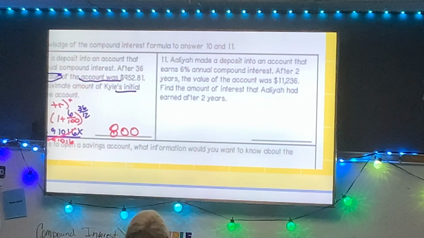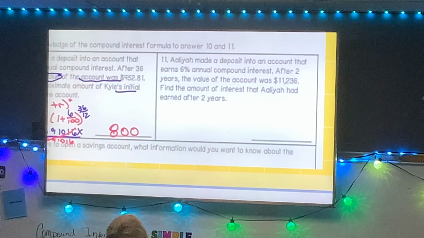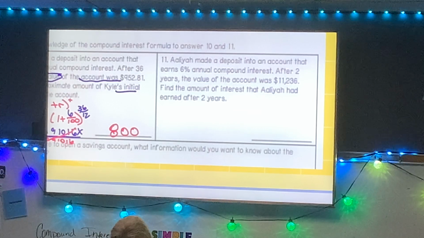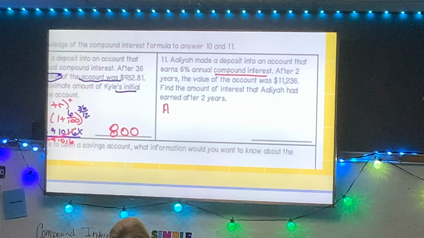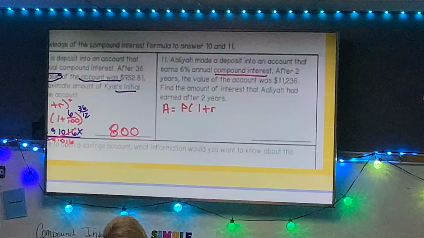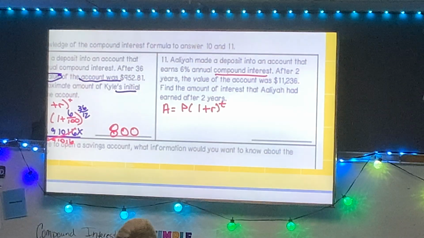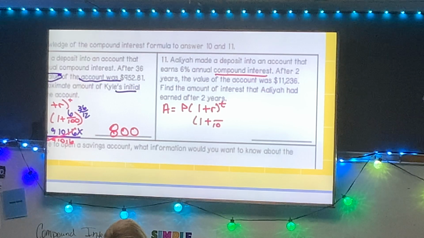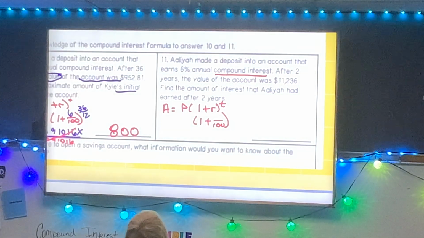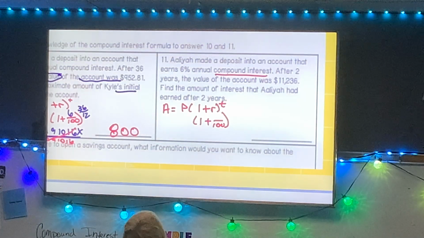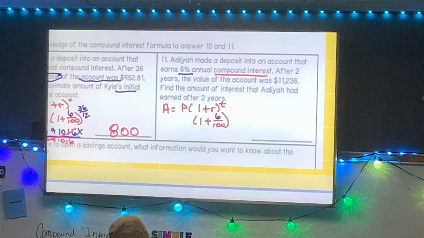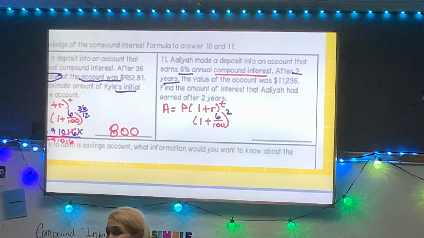Okay. Now this one we got more than one step. Here we go. Aaliyah made a deposit into her account, so here we go, because I see compound interest. A equals P, 1 plus R, one moment. T for time. The rate is 6%, I know that goes over my 100. 2 years, yes, I don't have to worry about a fraction at the end. It's 2 years, I'm good.